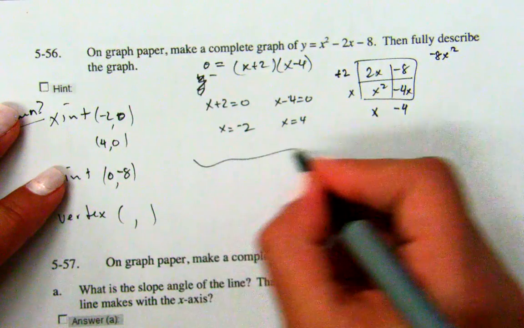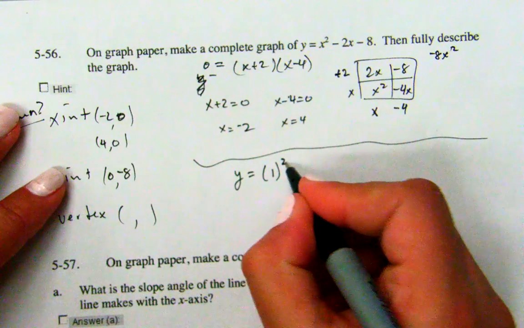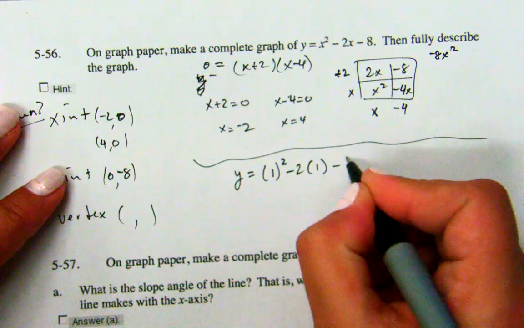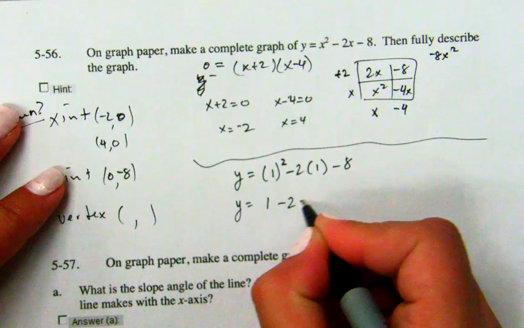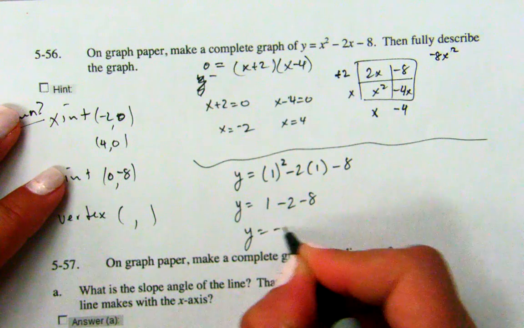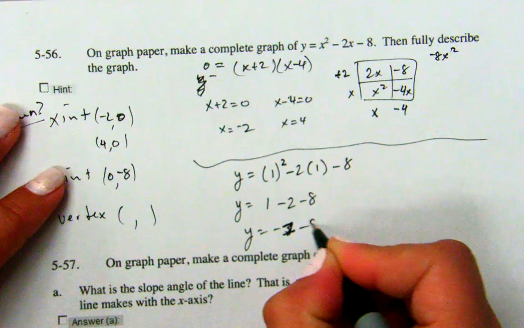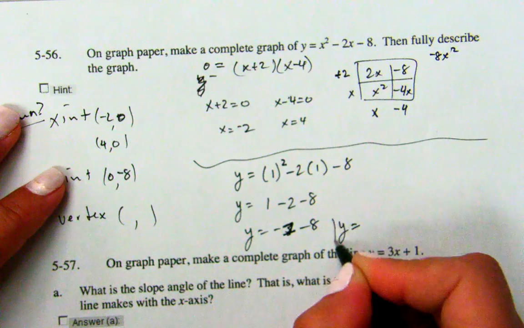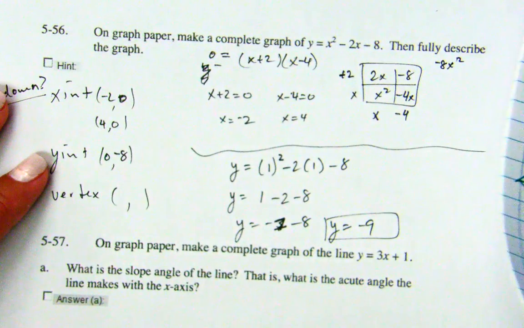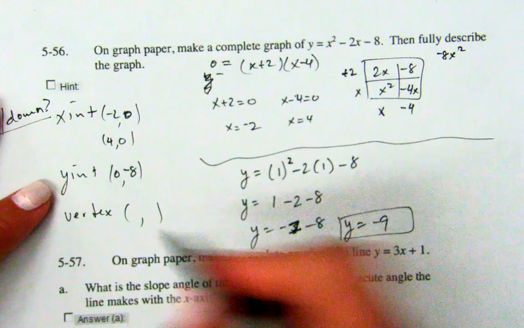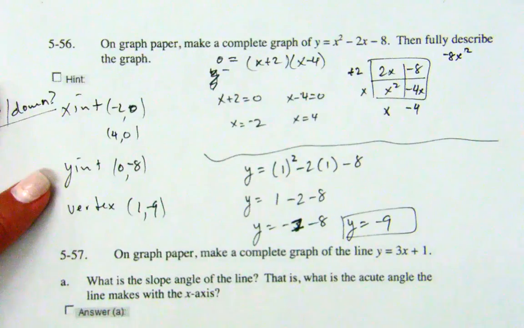So I get y equals 1 squared minus 2 times 1 minus 8. So y equals 1 minus 2 minus 8. So y is equal to -2. Wow, that was horrible. -1 minus 8. So y is going to equal -9. Okay. So for my vertex, I have +1, -9.